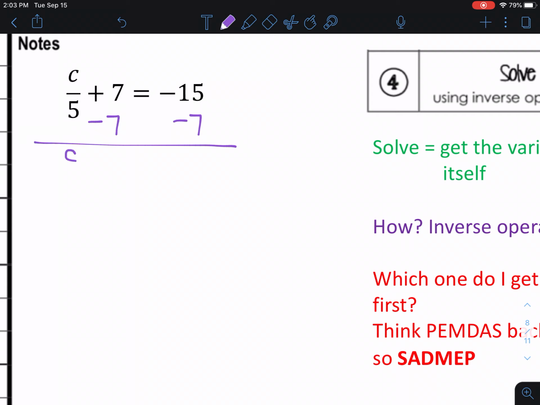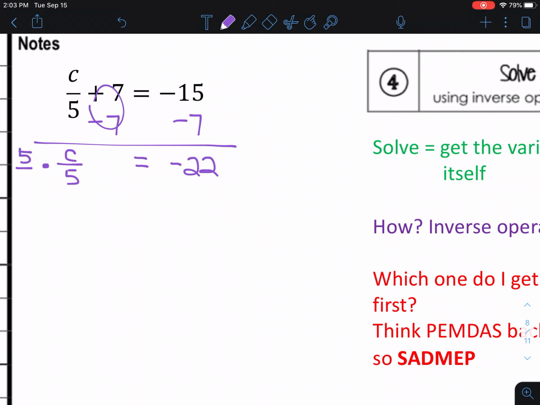And then C divided by 5 comes down. The 7s cancel out. Bring your equal sign straight down. And then negative 15 minus 7, or negative 15 plus a negative 7, however you want to think about that, is negative 22. All right, so now our last step here is we want to get rid of this divided by 5. So the opposite of division is multiplication. So we're going to multiply both sides by 5.